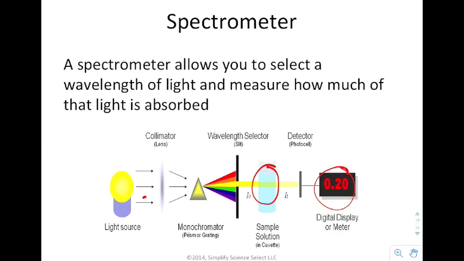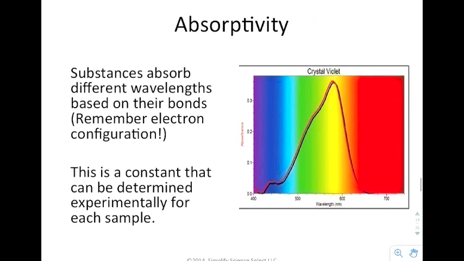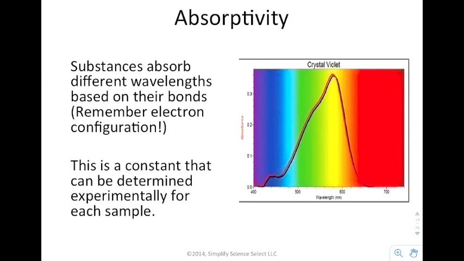Now, the absorption of light is going to depend on a couple of factors. It's going to depend, number one, on the absorptivity, which is generally referred to as a lowercase a. Different substances will absorb different wavelengths based on their bonds, because remember the whole electron configuration. It's got to be able to bump up to the next level, so it's got to be able to go from here to here. If it can't do that, then it's not going to absorb that light.